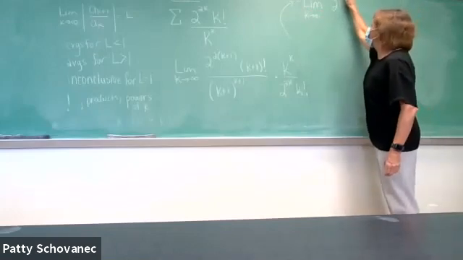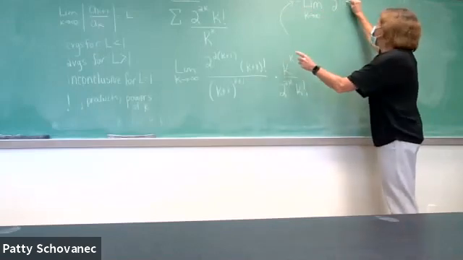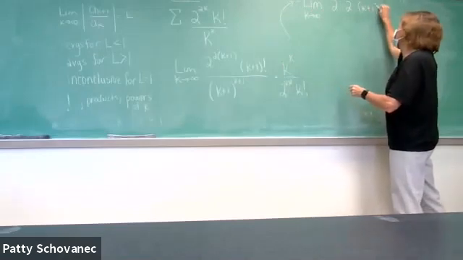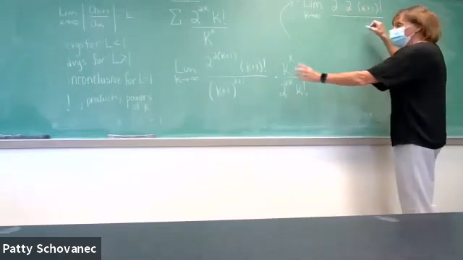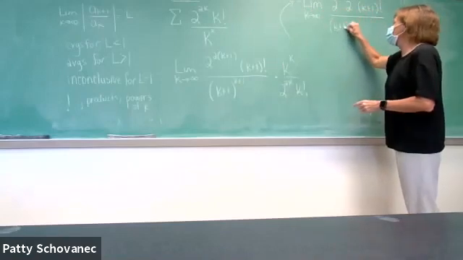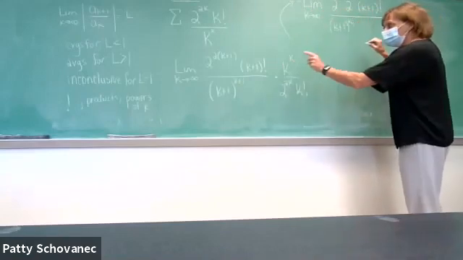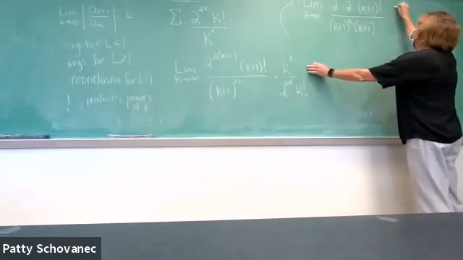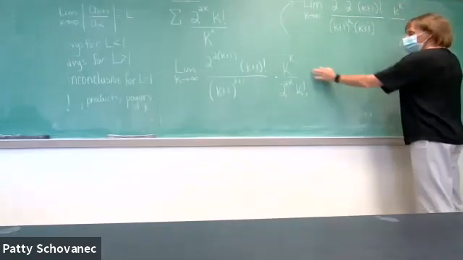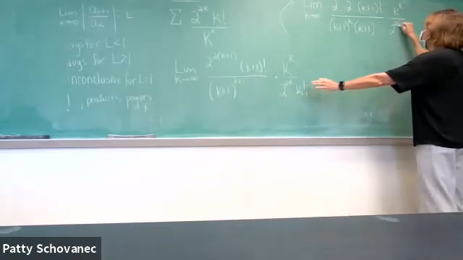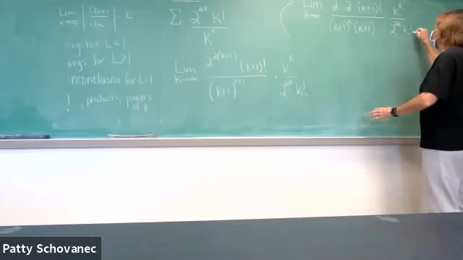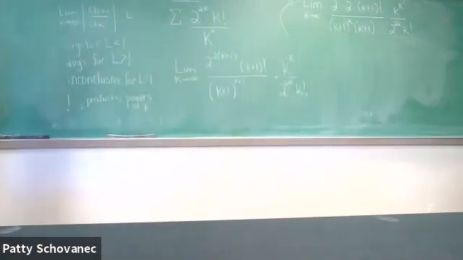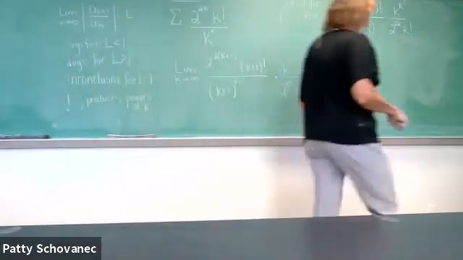Two to the 2k times 2 to the 2, k plus 1 factorial, over k plus 1 to the k times k plus 1 to the first. And over here I have k to the k, 2 to the 2k, k factorial. So automatically we knock out the 2 to the 2k's.